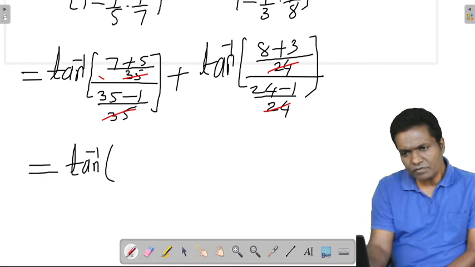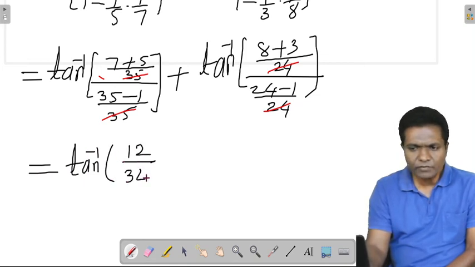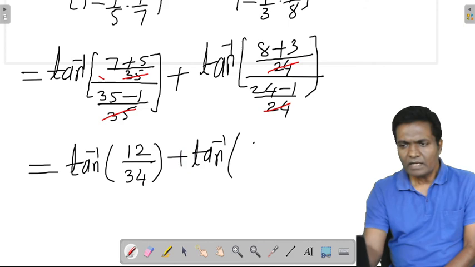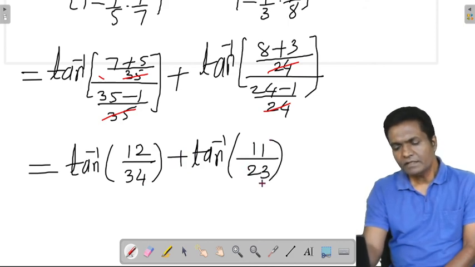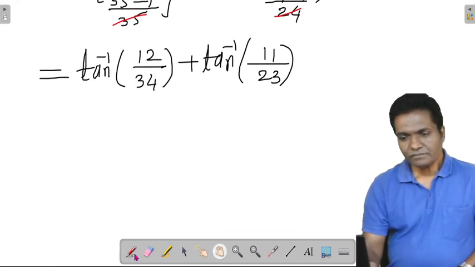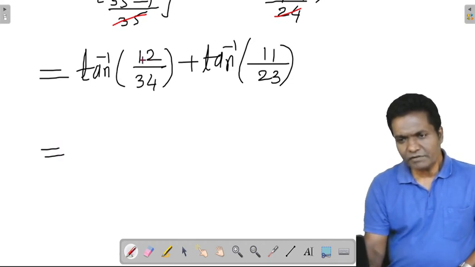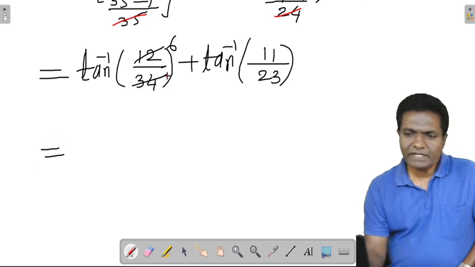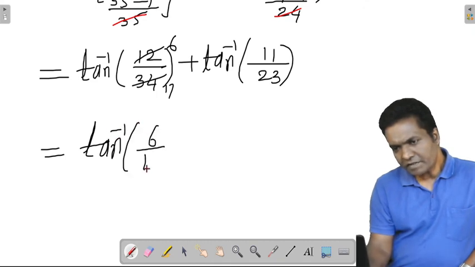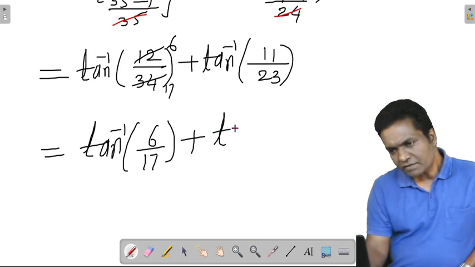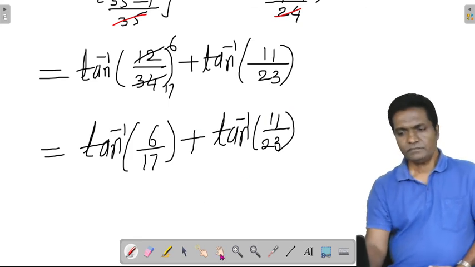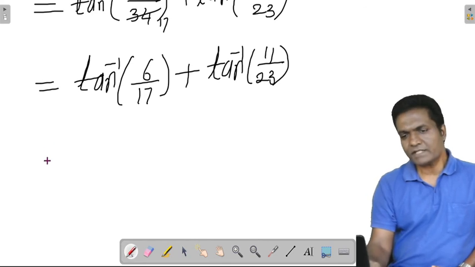This is tan inverse of 12 by 34 plus tan inverse of 11 by 23. Okay, now reuse the formula, you will get your required result. Further you can simplify this, 2 sixes are 12, 2 seventeens are 34, so I can write it as tan inverse of 6 by 17 plus tan inverse of 11 by 23. Okay, use the formula for tan inverse x plus tan inverse y.